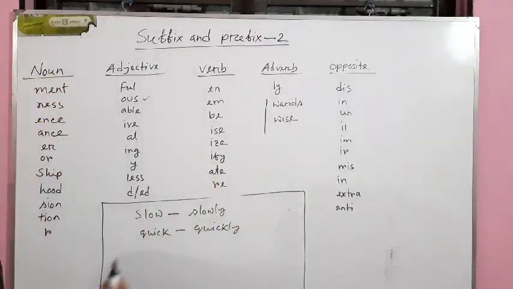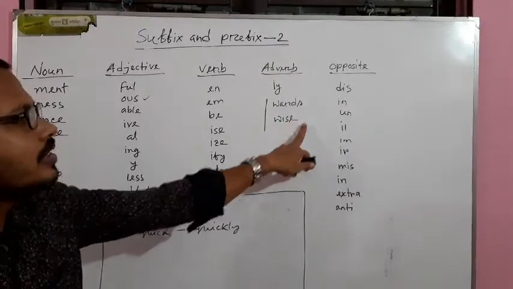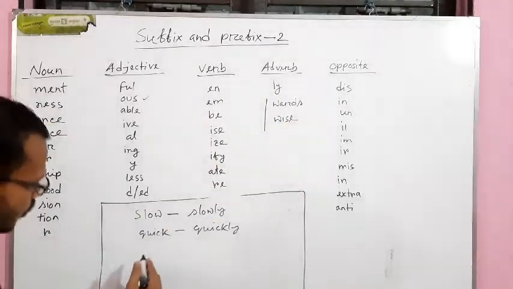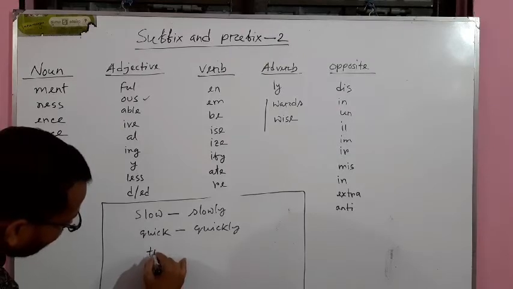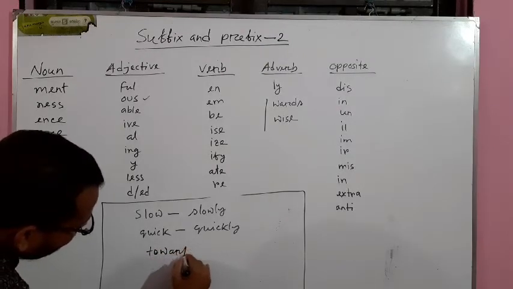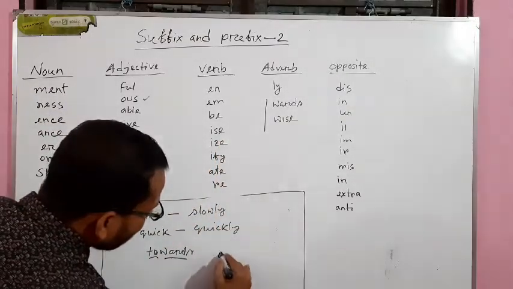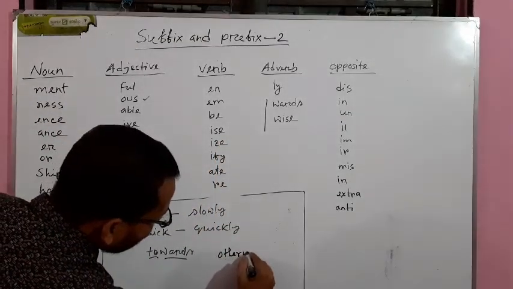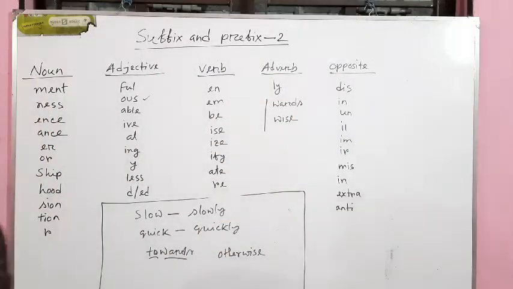Look at these two. There are only a few words by using these suffixes and prefixes. For example, ward, from to to toward, or wise, from other to otherwise, like this. Only a few words by these suffixes and prefixes.